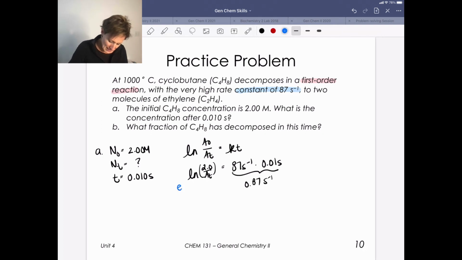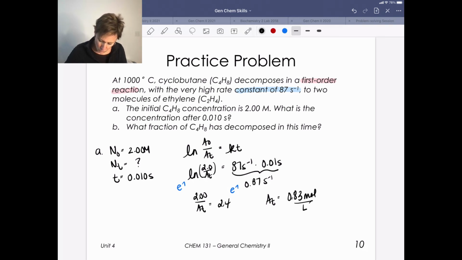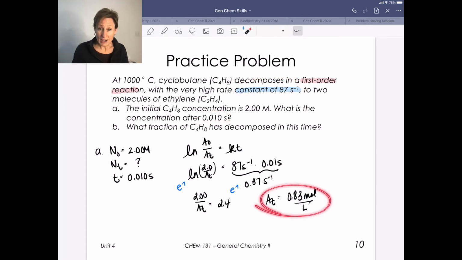Remember, we can take e to get rid of the ln on the left-hand side. So now 2 over A sub t is going to be equal to 2.4. So the amount that I have left after 0.01 seconds has passed is 0.83, and my units were moles per liter. This is not surprising. This is a pretty fast rate constant, so even though a tiny amount of time has passed, we've gotten rid of a lot of it. This is the amount that's remaining.